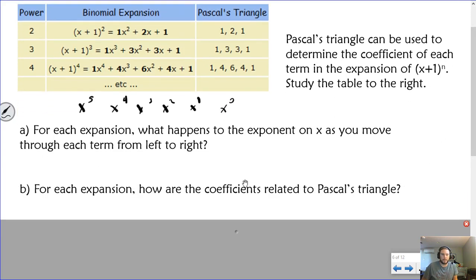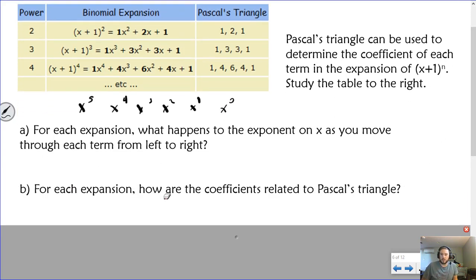For each expression, how are the coefficients related to Pascal's triangle? Well, we talked about that. The coefficients are the numbers in Pascal's triangle. So if we have a power of 2, we're talking about the second row of Pascal's triangle. If we had the power of 3, we'd be talking about the third row of Pascal's triangle, and so on and so on. If we had the power of 1, that's just the first row of Pascal's triangle, or x plus 1 to the power of 1, well, it's just x plus 1.